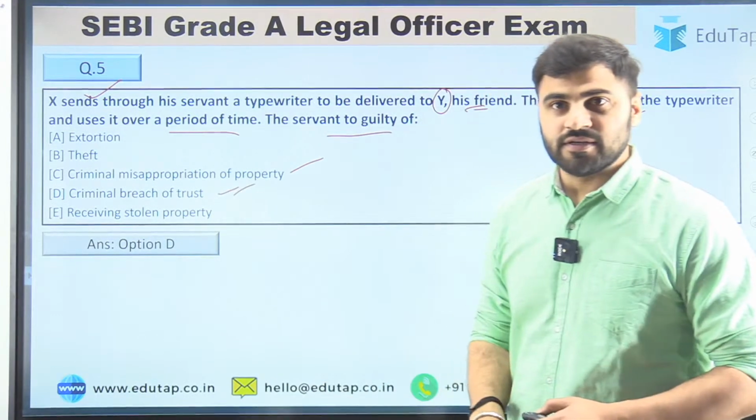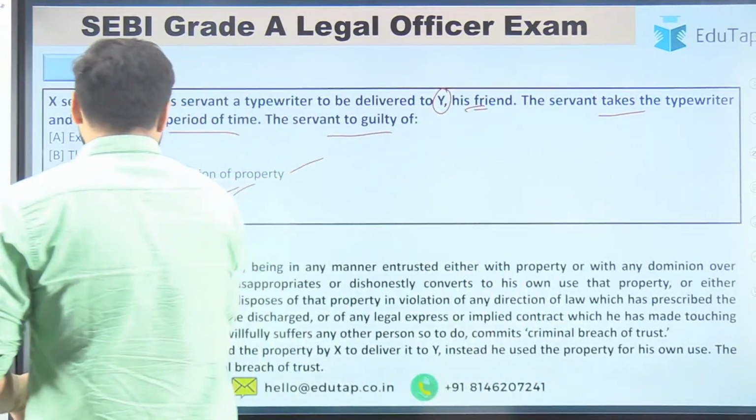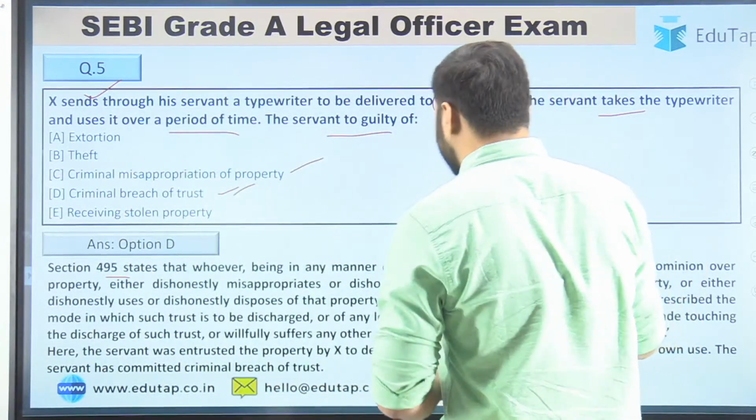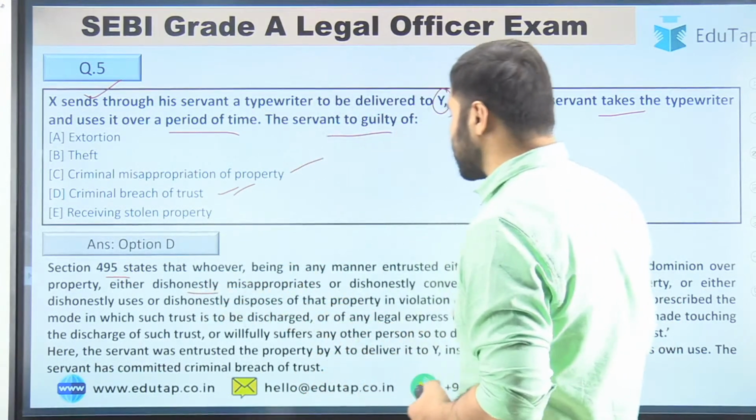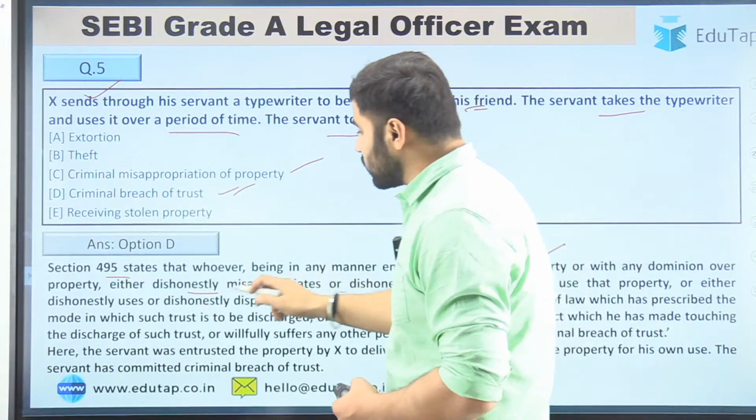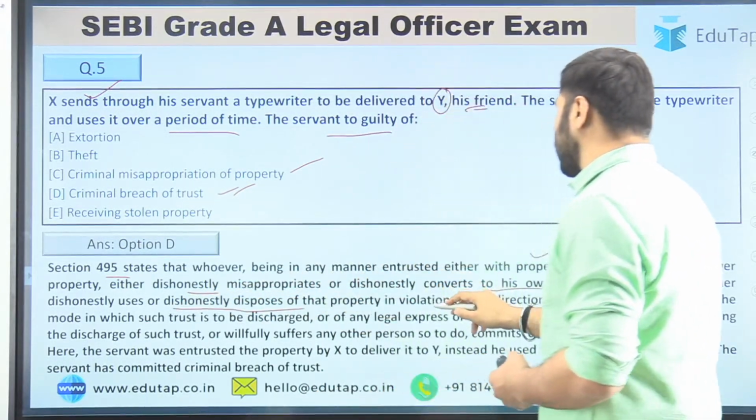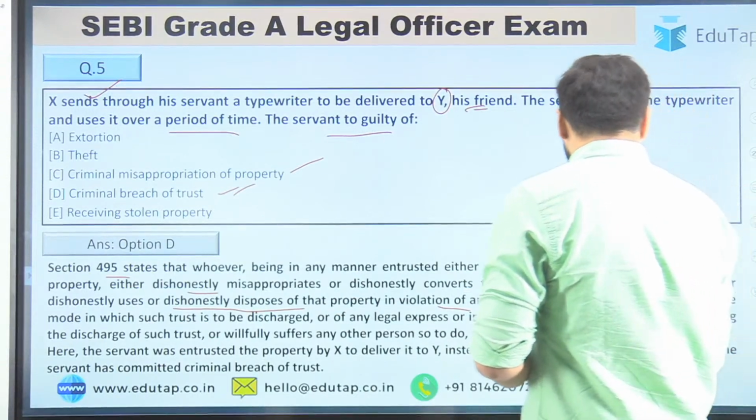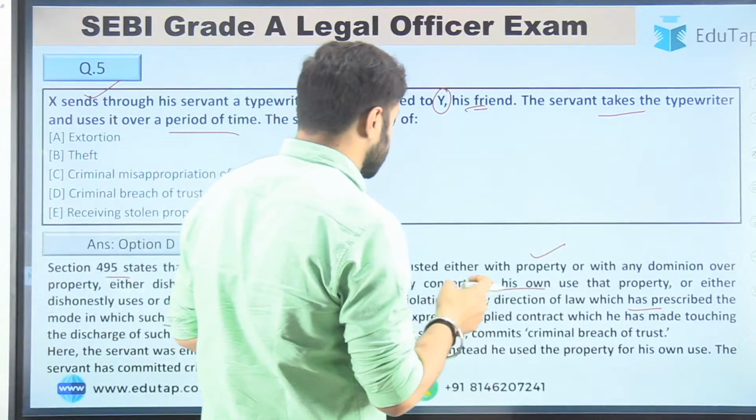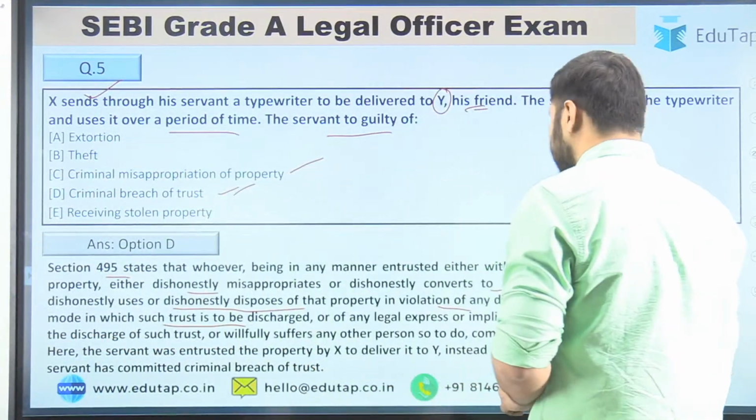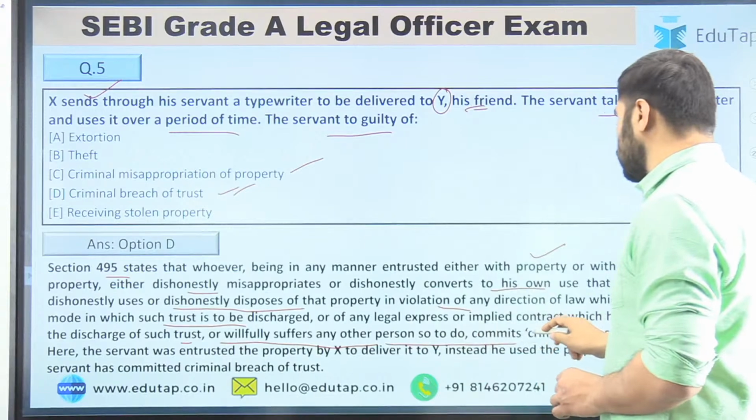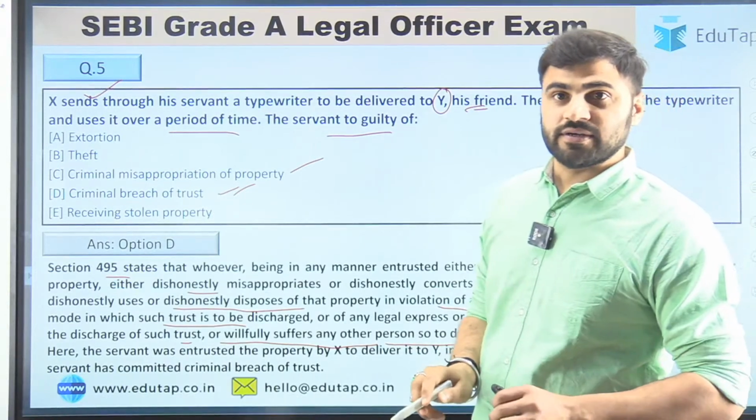breach of trust. Right guys? So section 405 states that whoever being in any manner entrusted either with property or with any dominion over property either dishonestly misappropriates or dishonestly converts to his own use that property, or either dishonestly uses or dishonestly disposes of that property in violation of any direction of law which has prescribed the mode in which such trust is to be discharged, or of any legal express or implied contract which he has made touching the discharge of such trust, or willfully suffers any other person so to do, commits criminal breach of trust, right?